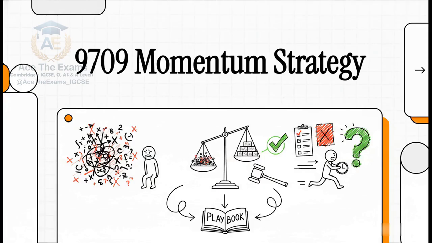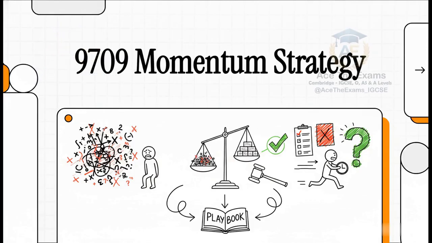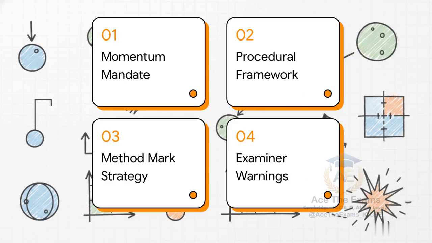Both of these approaches result in heavy red pen marks all over their papers, despite the fact that, crazily enough, they both actually know the underlying physics. Our mission today is to completely transform those red marks into green check marks. Let's dive in. So here's our game plan for today's session.